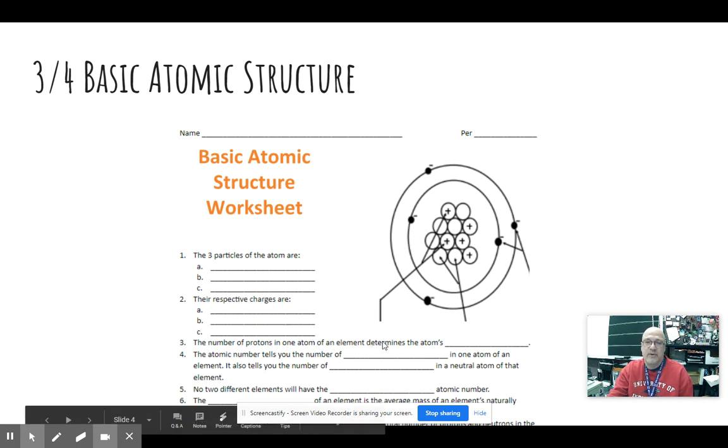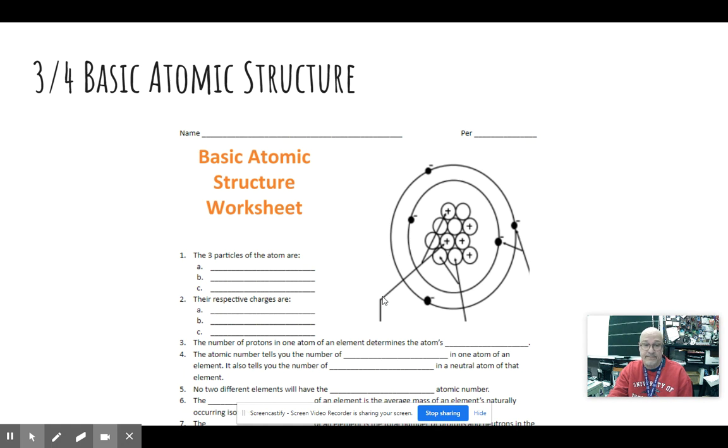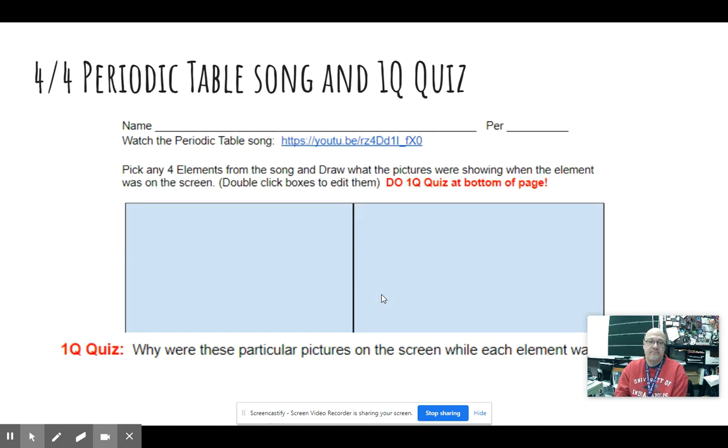Right, and there's just a bunch of questions down there. You have your periodic table notes. You should be able to do those pretty easy. That's all we're doing on Wednesday, Thursday.